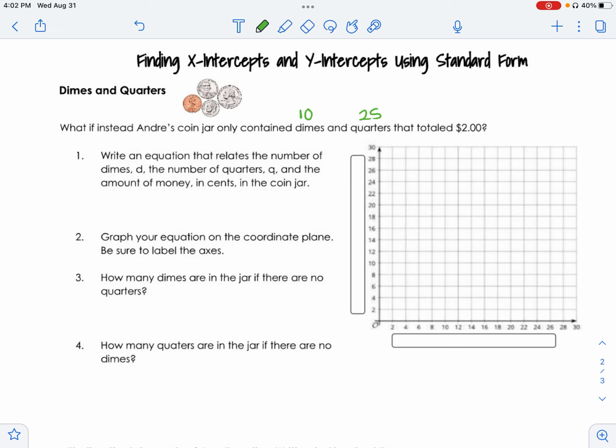All right, number 1 says write an equation that relates the number of dimes, D, the number of quarters, Q, and the amount of money in cents in the coin jar. So right here it tells us what units we want to be in. So let's convert $2 to cents. So we know that there's 60 cents in every dollar. So I'm going to multiply 60 by 2, and that is 120 cents in $2.